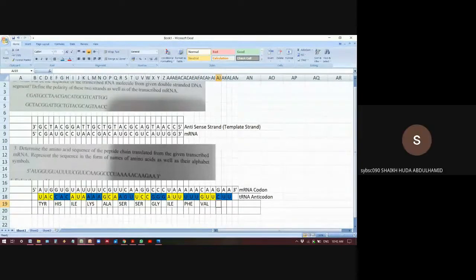CUU. Leucine. Very good. So this is the answer. This is our polypeptide chain.